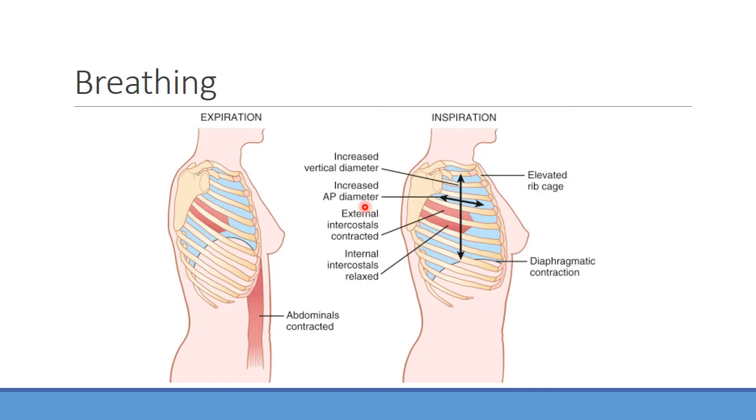vertical diameter, the apical diameter, and the anterior posterior diameter. The external intercostals end up being contracted, so they help to pull it up, and then the internal intercostals end up being relaxed in those cases. So all these things help to provide a larger cavity for the air to flow into. And because everything's elastic, it'll pull that together when you expire again.